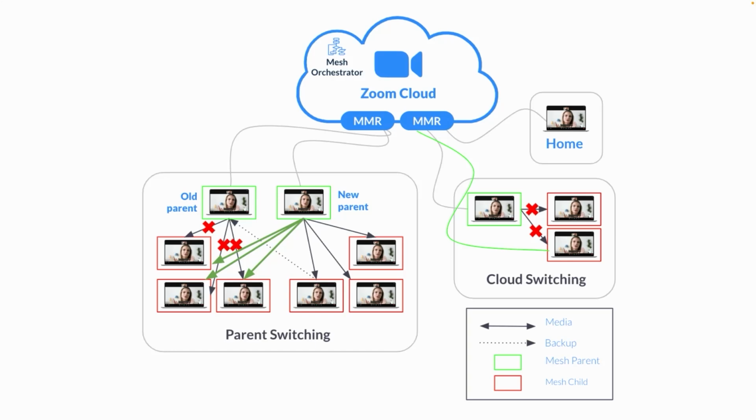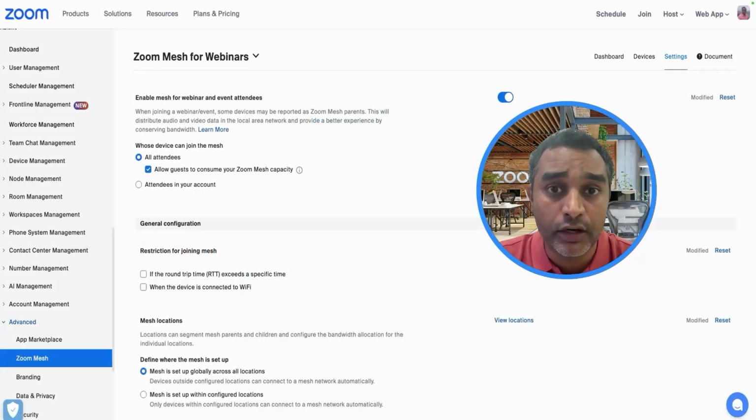And if something goes wrong and all mesh parents become unavailable, participants will automatically fall back to connecting directly to the Zoom cloud. Best of all, you can manage everything centrally through the web portal, making it easy to oversee and control your mesh setup across the organization. So, if you're looking to scale up your webinar capabilities while being smart about bandwidth usage, ZoomMesh provides an elegant solution that just works, keeping your network happy and your webinar participants connected. Let's have a look at ZoomMesh with Zoom Room in action.